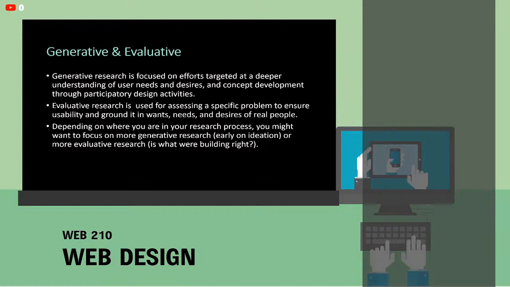Evaluative research, on the other hand, is used for assessing a specific problem to ensure usability and ground it in the wants, needs, and desires of real people. We'll talk about heuristic evaluation. It's this heuristic evaluation that is this evaluative thing. Essentially what we're saying is, here's a goal for you. Say you want to register for a class, or you want to apply to the college.